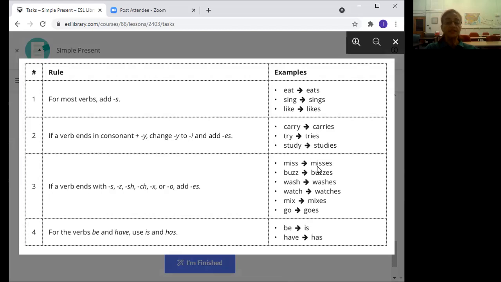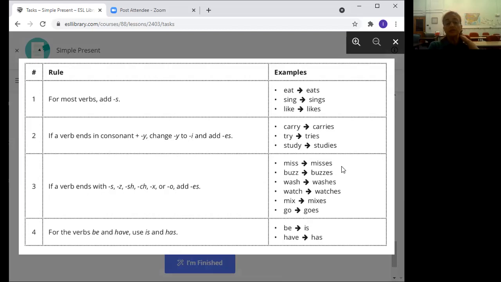He misses a lesson every day. All right. So if you think about it, the verb miss, how many syllables does it have? Miss, it has one syllable, right? And if I say misses, how many syllables do I have? Misses, I have two syllables, right?